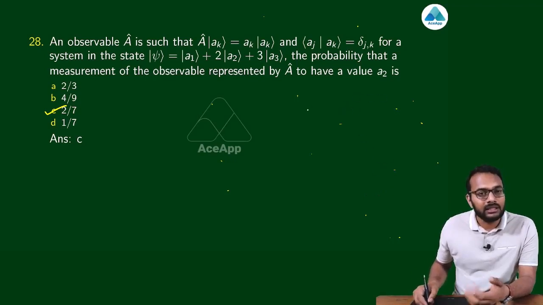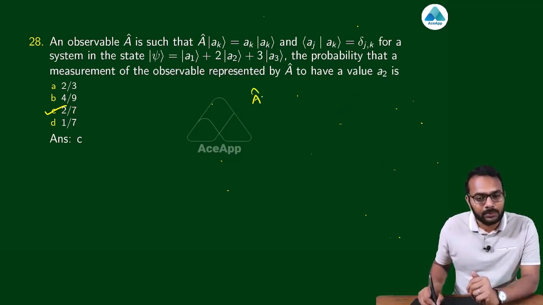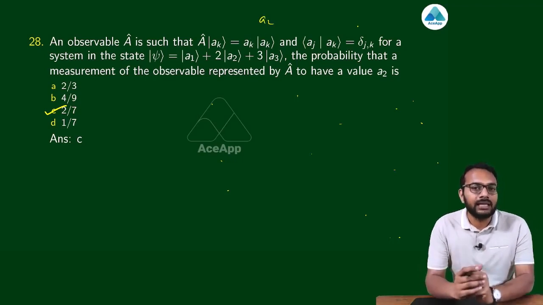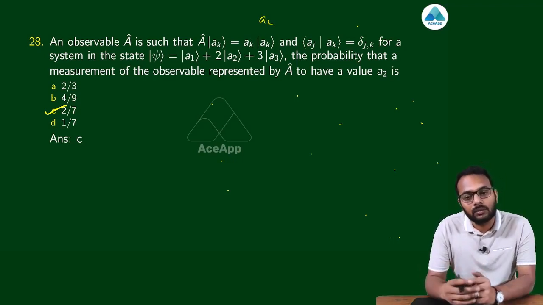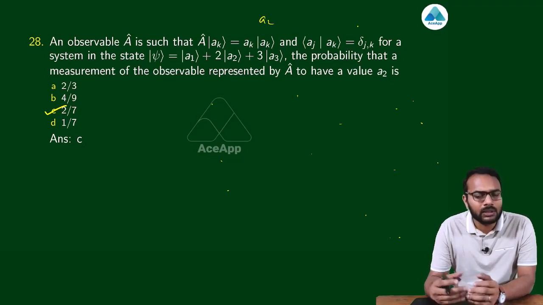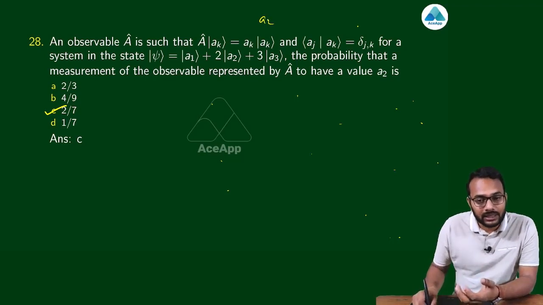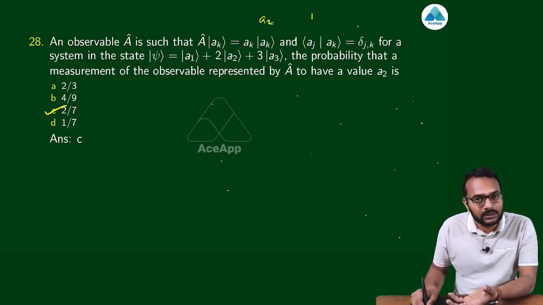Immediately you do another measurement of A cap. You could ask this also. First you make a measurement and you get a value a2, the eigenvalue a2. Now immediately you make another measurement, and what's the probability of getting the different values a1, a2, or a3? The probability for getting the value a2 will be 1, and the probability for getting all other values will be 0.